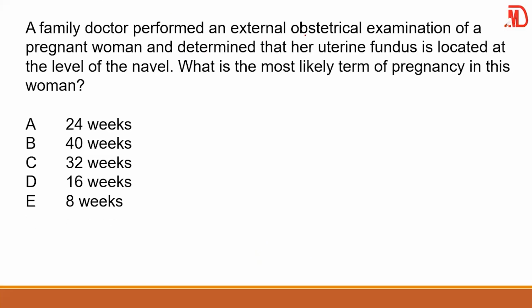A family doctor performed an external obstetrical examination of a pregnant woman and determined that her uterine fundus is located at the level of the navel. What is the most likely term of pregnancy? Now, I believe when we did it with obs and gynae, you realize sometimes they were saying the fundal height is this, fundal height is that, or it's above the umbilicus, it's 22 above this, it's 23 above that. Yes, it is used to check the gestational age.